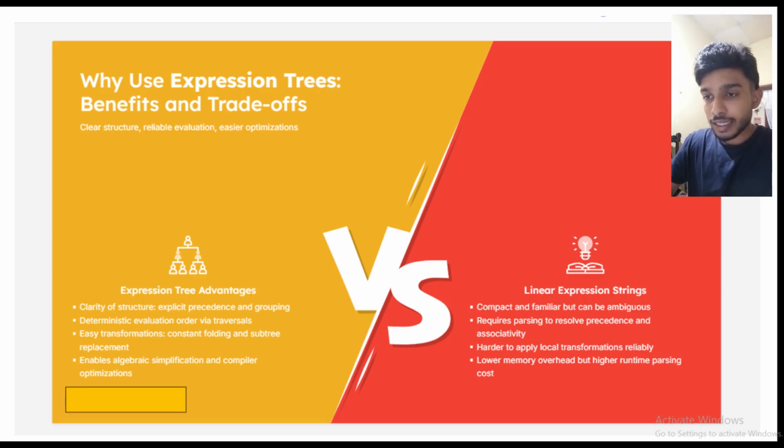Compare that to the linear string. It's compact, yes, but it is just text. To understand it, you need to parse it fully every time. Making reliable changes or optimizations to a string is messy. The tree pays a small upfront cost in memory for a massive gain in clarity and control later.